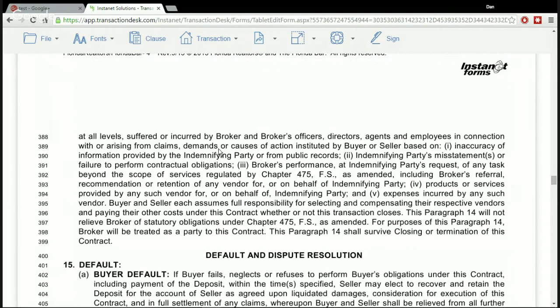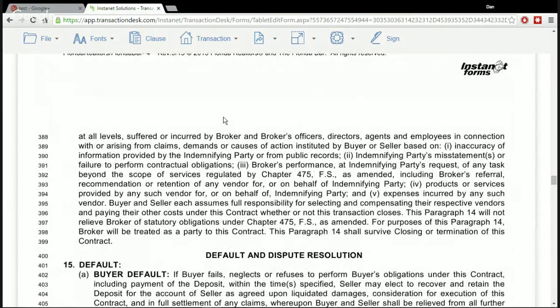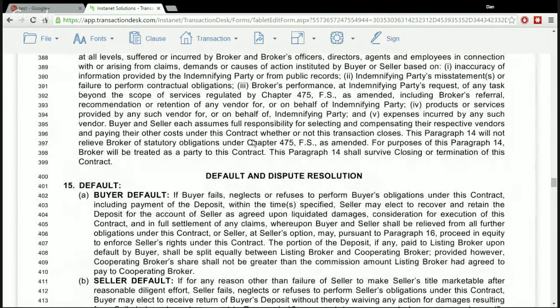We might do it as a service to them, but we are held harmless from anything that comes out of that. Basically, as long as you are not negligent or malicious, you're mainly protected here. Although we want to still do the very best job in representing our clients.